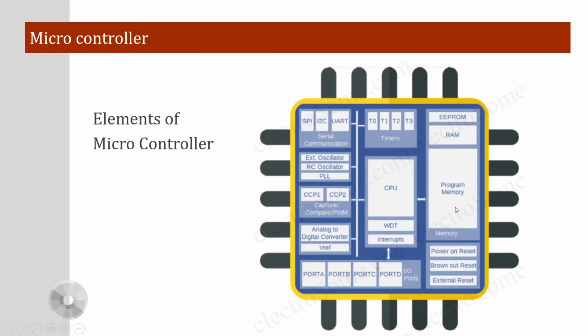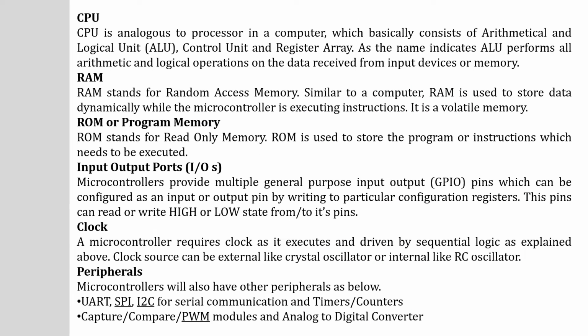It has both RAM and ROM. Next, it also consists of counters, timers, analog to digital converters, and many others. Now let us look deeper into each component. The main part of the microcontroller is the CPU, the central processing unit. The CPU is analogous to the processor in a computer, which is basically an ALU, that means arithmetic and logical unit, a control unit, and a register array.